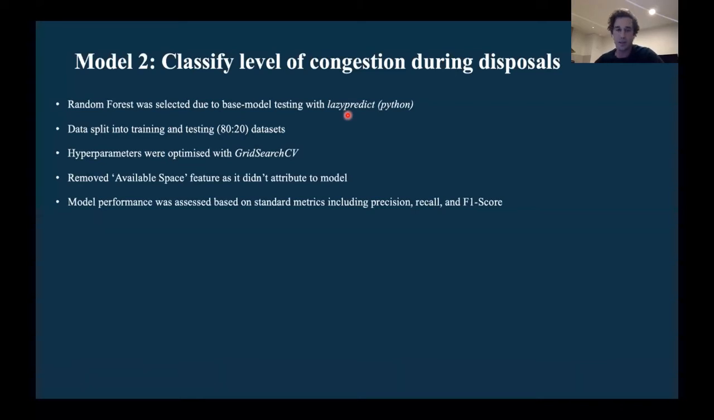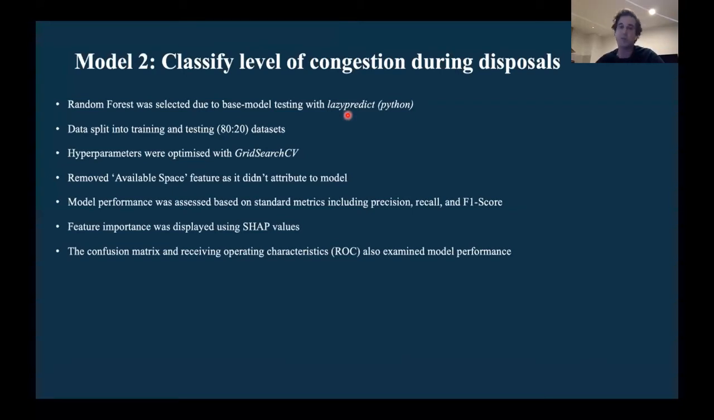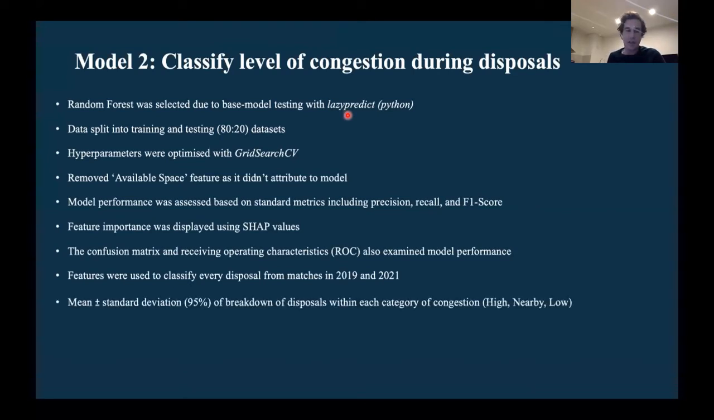We assessed the performance using standard metrics such as precision, recall and F1 score, and determined the feature importance using SHAP values. We also computed a confusion matrix and ROC curves to assess model performance. Once we achieved this, we passed the classification model to every disposal within the 2019 and 2021 seasons, and same as the continuous model, computed the mean and standard deviation to understand the breakdown within the 3 disposal labels. We also compared across the seasons, field positions, and quarters.